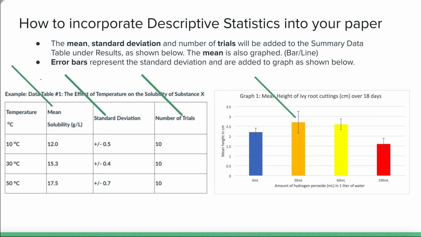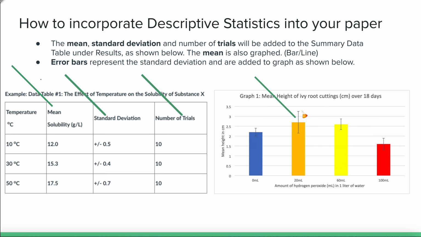So how do you incorporate descriptive statistics into your paper? Here you see the arrows pointing to the mean. Here you see the arrows pointing to the standard deviation, and then your number of trials in an example data table. And in the graph, you see how the mean is plotted into a bar graph, and then you see how the standard deviation is plotted in the form of error bars. So notice that the error bars are a spread that rise above and below the mean. This is why you need positive and negative values.